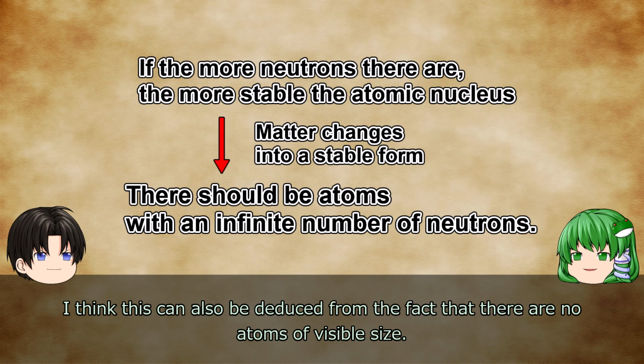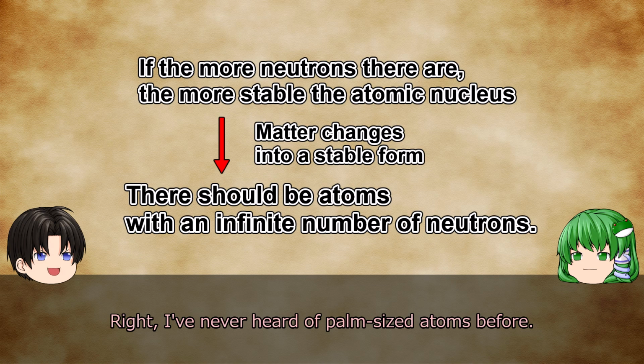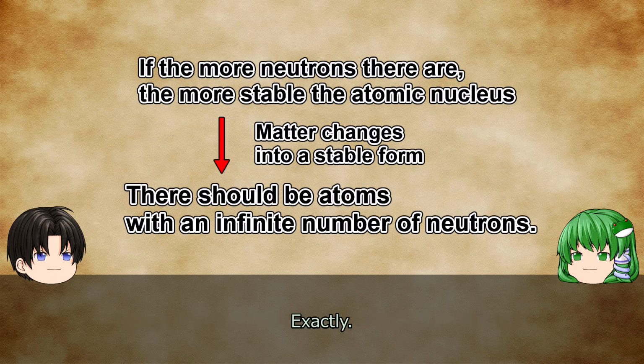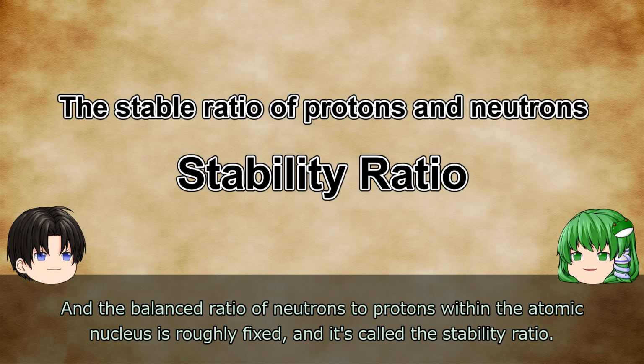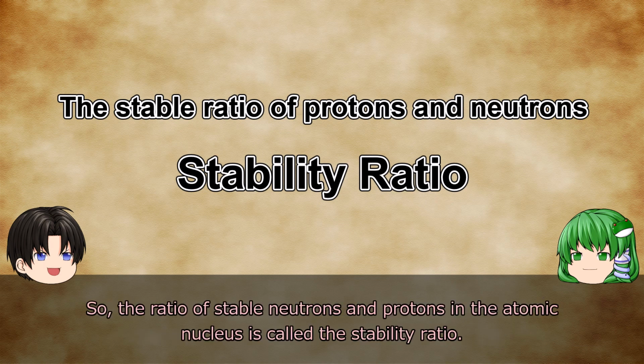I think this can also be deduced from the fact that there are no atoms of visible size. Right? I've never heard of palm-sized atoms before. Exactly. Therefore, having more neutrons doesn't necessarily make it more stable. And the balanced ratio of neutrons to protons within the atomic nucleus is roughly fixed, and it's called the stability ratio. I see. So the ratio of stable neutrons and protons in the atomic nucleus is called the stability ratio.